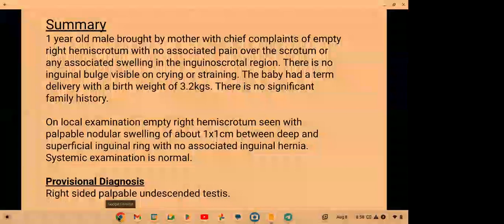Okay. Waiting till 6 months is not going to give any advantage to the patient. For the second stage, that time you again have to do a laparoscopy, do your dissection and bring the testis down.